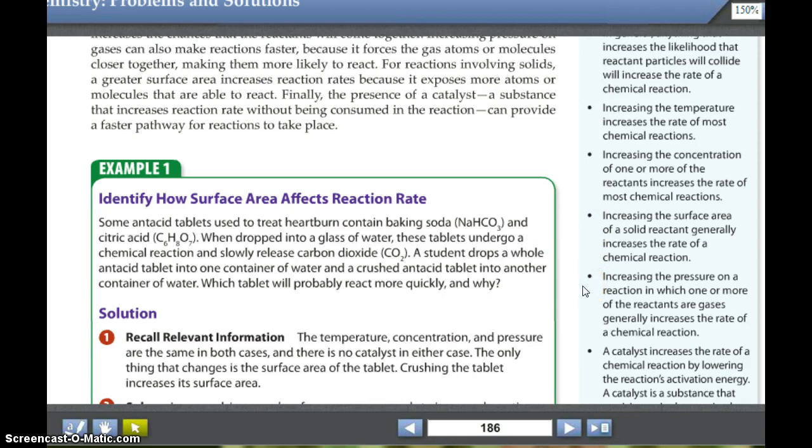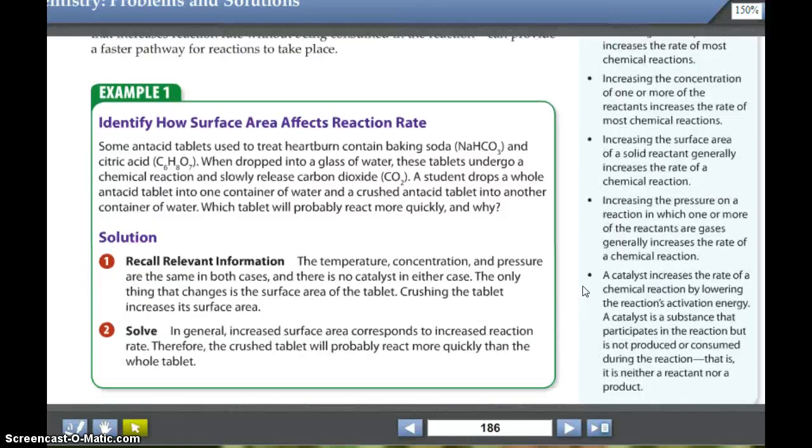Increasing the pressure on a reaction in which one or more of the reactants are gases generally increases the rate of a chemical reaction. A catalyst increases the rate of chemical reaction by lowering the reaction's activation energy. A catalyst is a substance that participates in the reaction, so it's an extra chemical, but it's not produced or consumed, in other words, used up during the reaction. That is, it is neither a reactant nor a product.